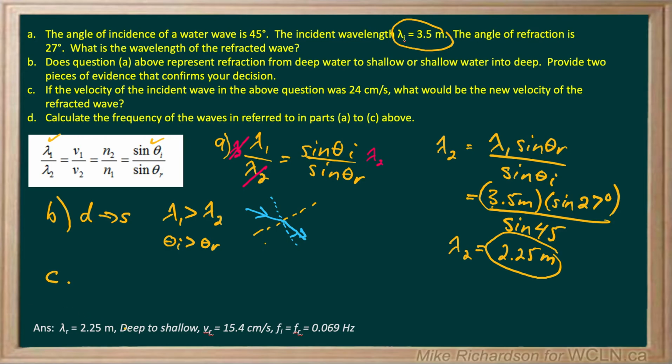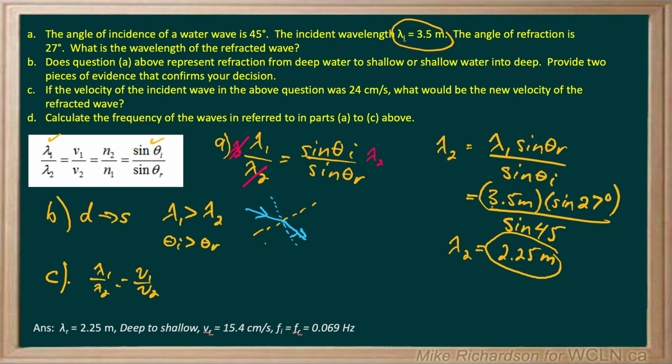Part C. If the velocity of the incident wave in the above question was 24 centimeters per second, what would be the new velocity of the refracted wave? So we can pair our wavelengths, because we know them now, to our velocities and write a new equation. Notice we could also pair velocities with angles. It doesn't really matter. Now we have everything. So I'm going to go lambda 1 over lambda 2 is V1 over V2. And we're trying to find V2.